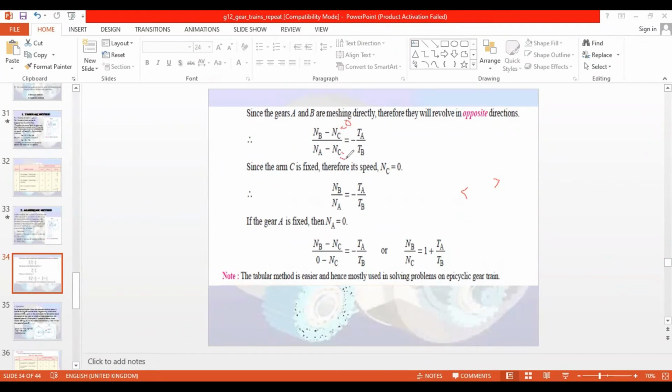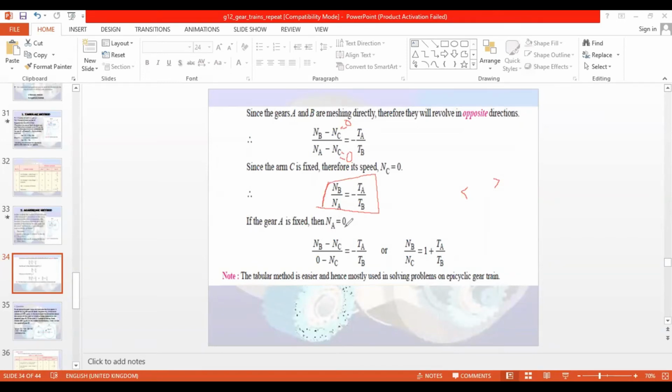Here also I can put 0. So that is NB minus NC, that is 0, upon NA minus NC, that is also 0. So NB minus 0 upon NA minus 0 is equal to NB upon NA, right? That is NB upon NA will be equal to TA upon TB. So this we know, this is our usual speed ratio equation, NB upon NA is equal to TA upon TB. This is our normal speed ratio equation.